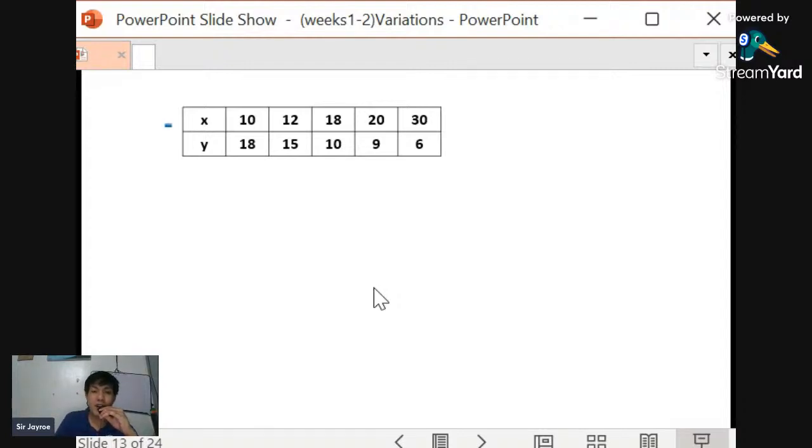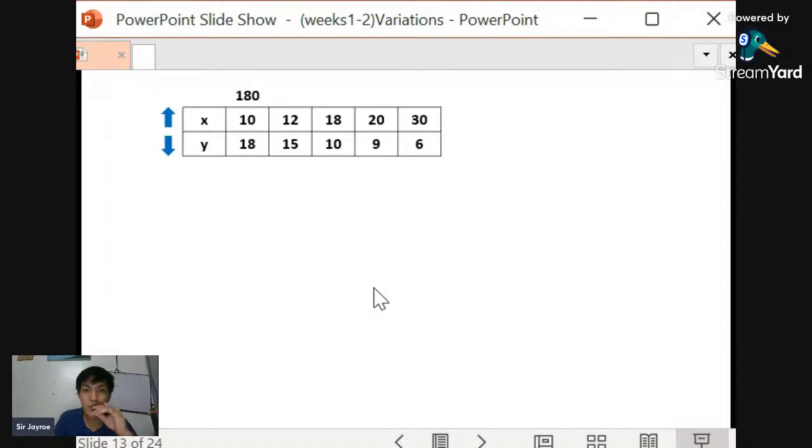So remember, nag-increase, nag-decrease. Hindi tayo magdi-divide, okay? Kasi nga, nag-increase tas nag-decrease. Ang initial conclusion ay inverse. Okay? Since inverse ang initial conclusion, so we have to multiply. So 18 times 10 is 180.